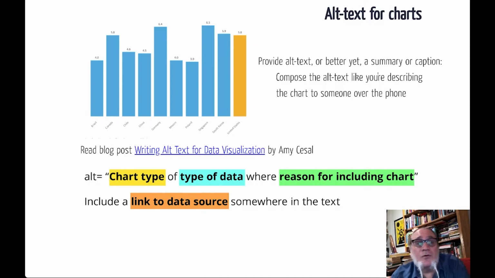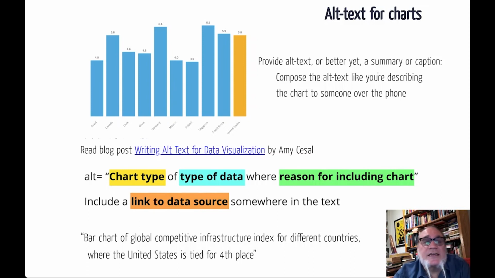Amy Cesal wrote a great article called Writing Alt Text for Data Visualization. And she suggests the following sort of methodology. The alt text should be the chart type, type of data, where, and reason for including the chart. And then she also suggests including a link to the data source somewhere in the text, which is also a good practice. So, for example, the alt text here might read, bar chart of global competitive infrastructure index for different countries where the United States is tied for fourth place.